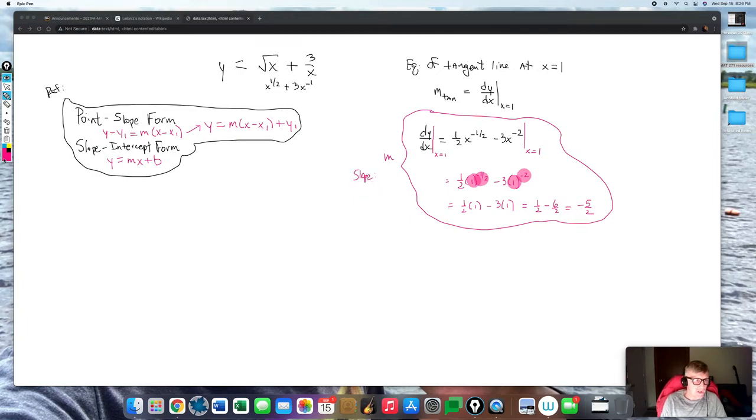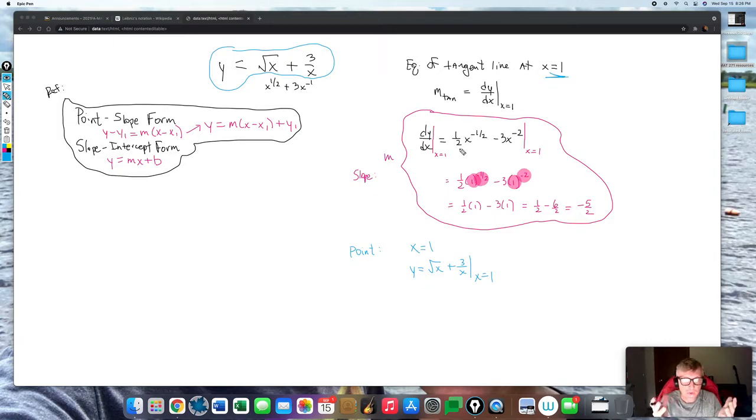Okay, so let me go change colors here and find a point that's on the line. And we already know the x-coordinate of the point, right? But what we need is the y-coordinate, and the y-coordinate is going to come from here. This is what tells us our y-coordinate. So in order to get the point, hopefully you're getting the point, haha, we know that x is equal to 1, so we're going to evaluate the function at x equals 1 instead of the derivative.